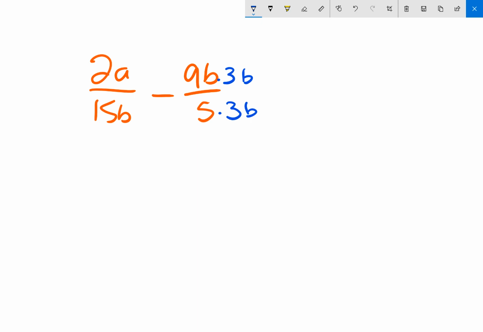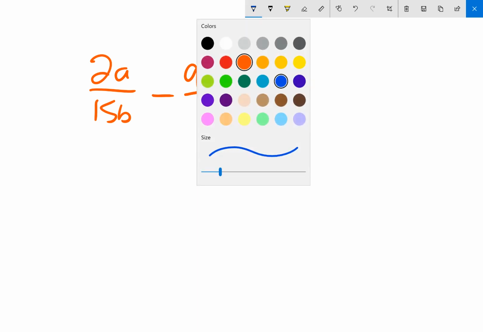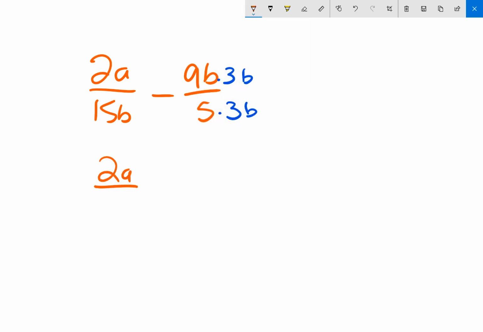But let's see what the numerator turns into. So I have 2a over 15b. There's nothing I need to fix about this fraction. But on the other one, I'll have 9 times 3, which makes 27b squared on top, and then on the bottom, I'll have 15b.